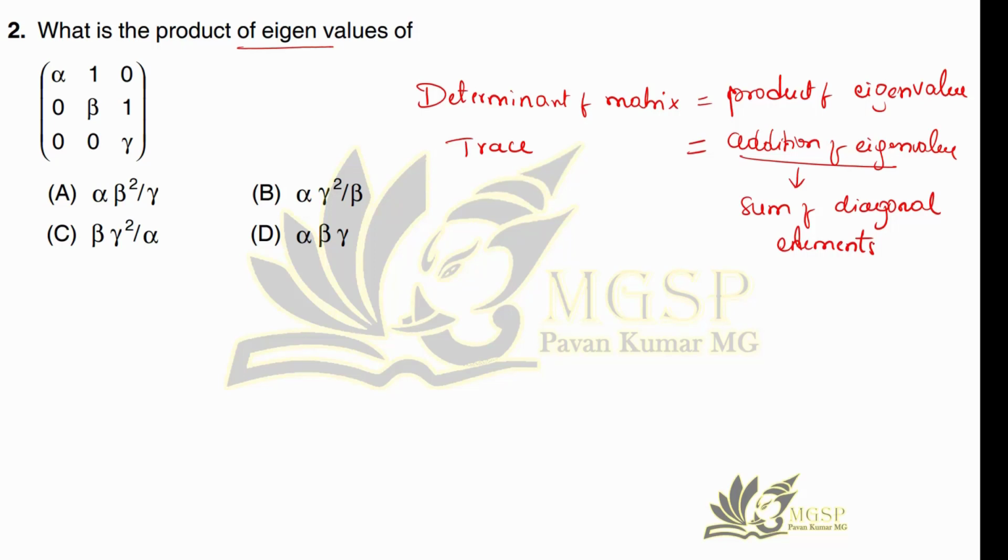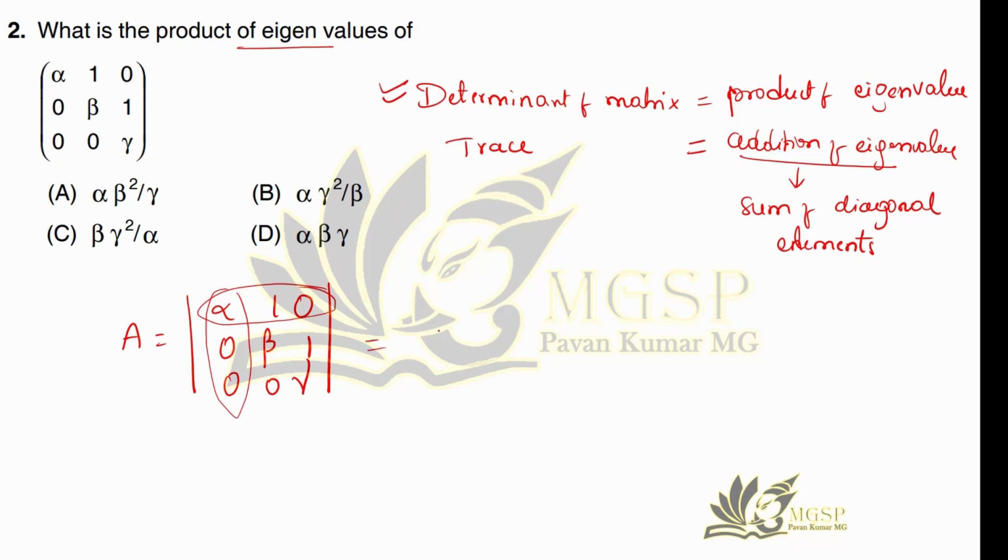Okay, now we have to find the product of the eigenvalues. For that we need to find the determinant of the matrix. How can we find it? I will consider the matrix as alpha 1 0, 0 beta 1, and 0 0 gamma. Now we will consider this term, and this part remains the same, and here I will take alpha. Now cross multiply, this becomes beta and gamma.